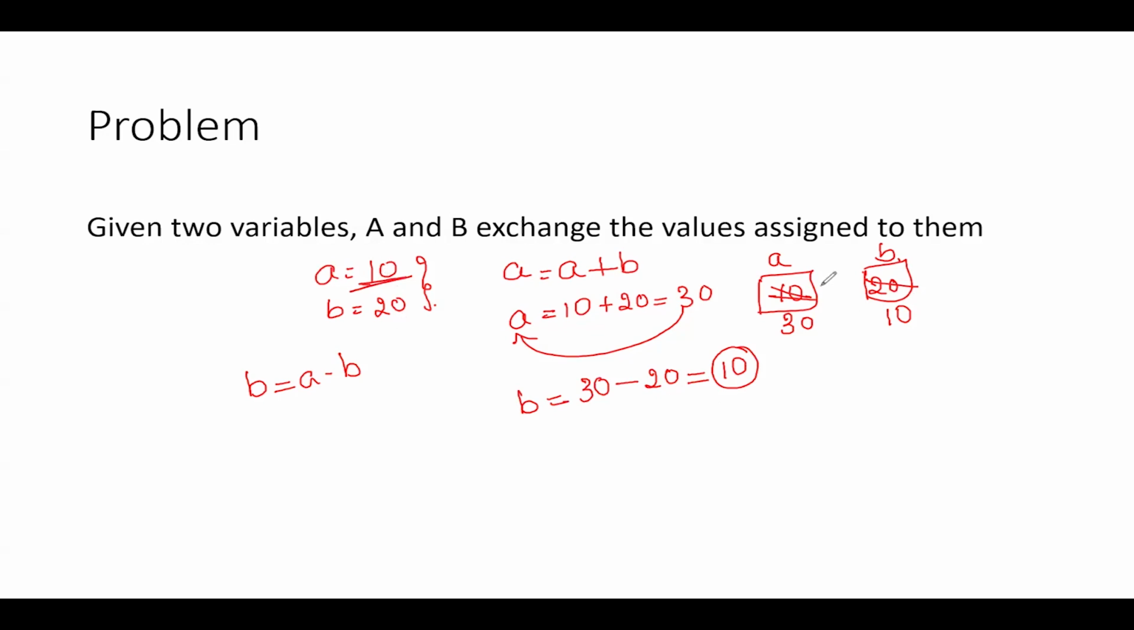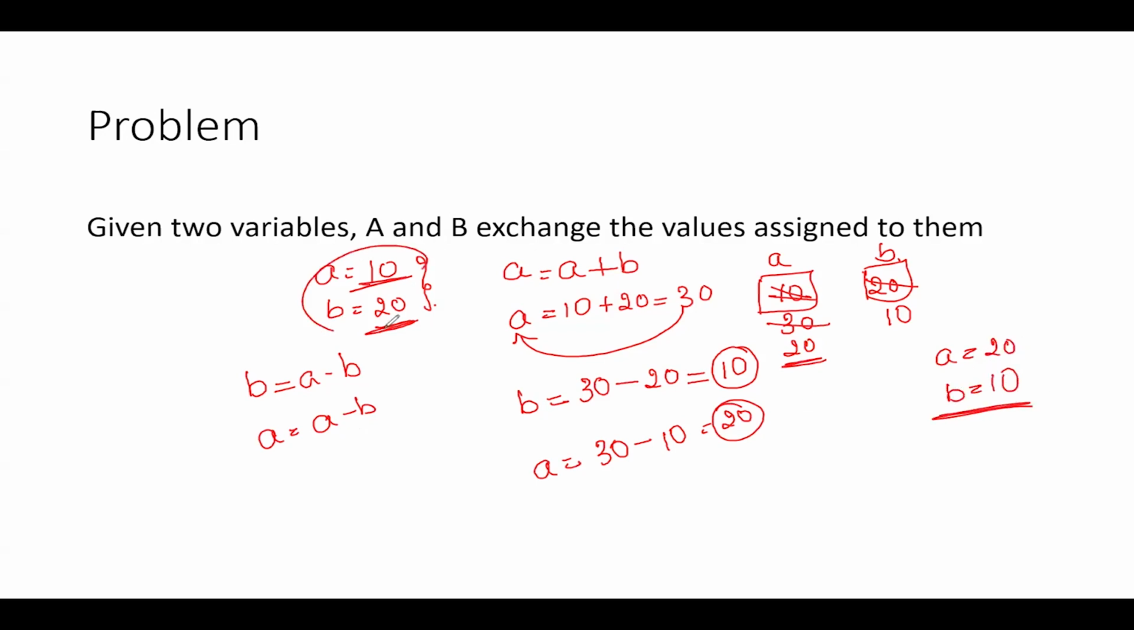Now how can I change the value of A? Same thing, I'll put the code A is equals to A minus B again. So when I do that, I have the new value of A as 30, new value of B is 10, and 30 minus 10 is nothing but 20, which if you observe is the initial value of B. Hence, A will be overwritten with the value 20. So now, if you're printing A and B, I will get A as 20 and B as 10, which is nothing but what we expected. Our values have been exchanged.